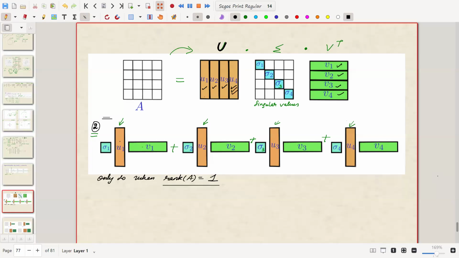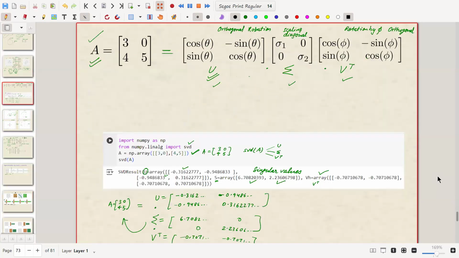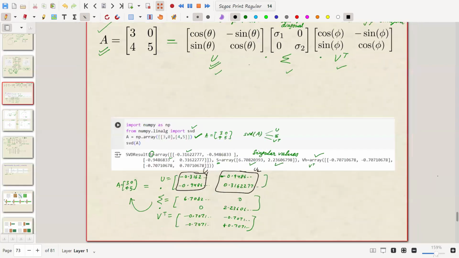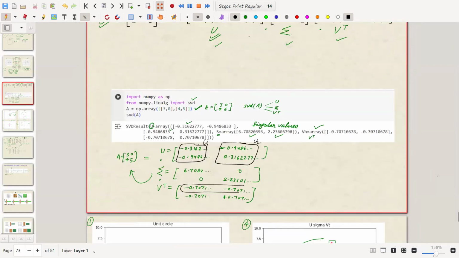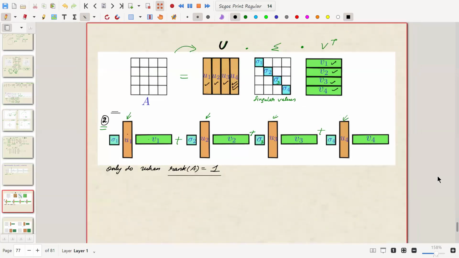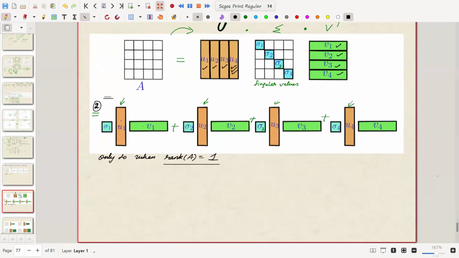We will see. Maybe I wrote one example for you, right? You can see here this is U1, this is U2. V, you can write it as V1, V2, and this is sigma 1, sigma 2. Okay. So this is what we do.